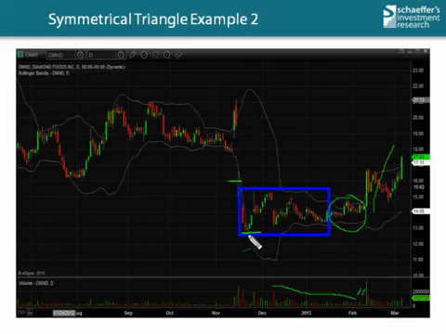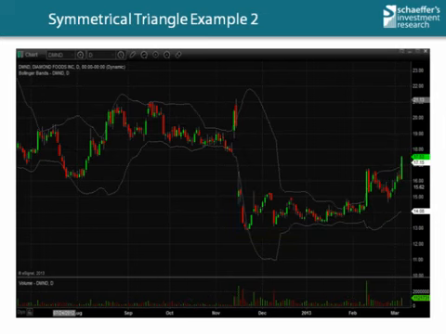So you're looking at about a $3.50 move to the upside. Well, this triangle actually broke at about 14, and then you eventually see this move up to 17.50 on the chart. So this is another example of where the symmetrical triangle played out very well.